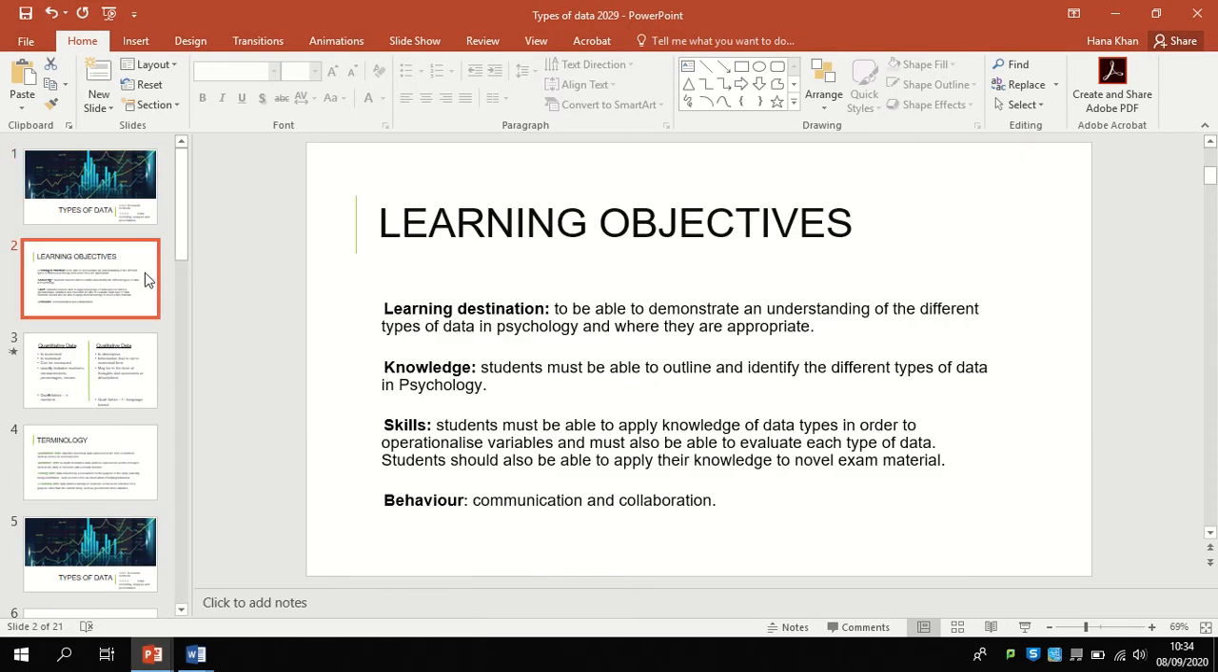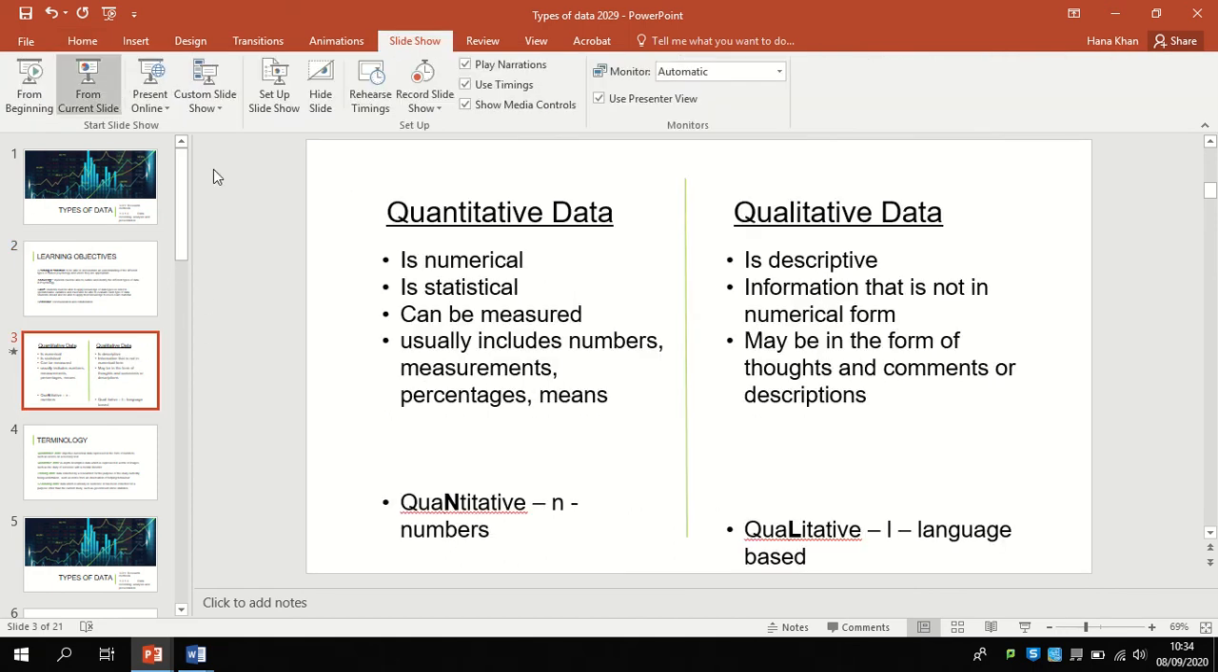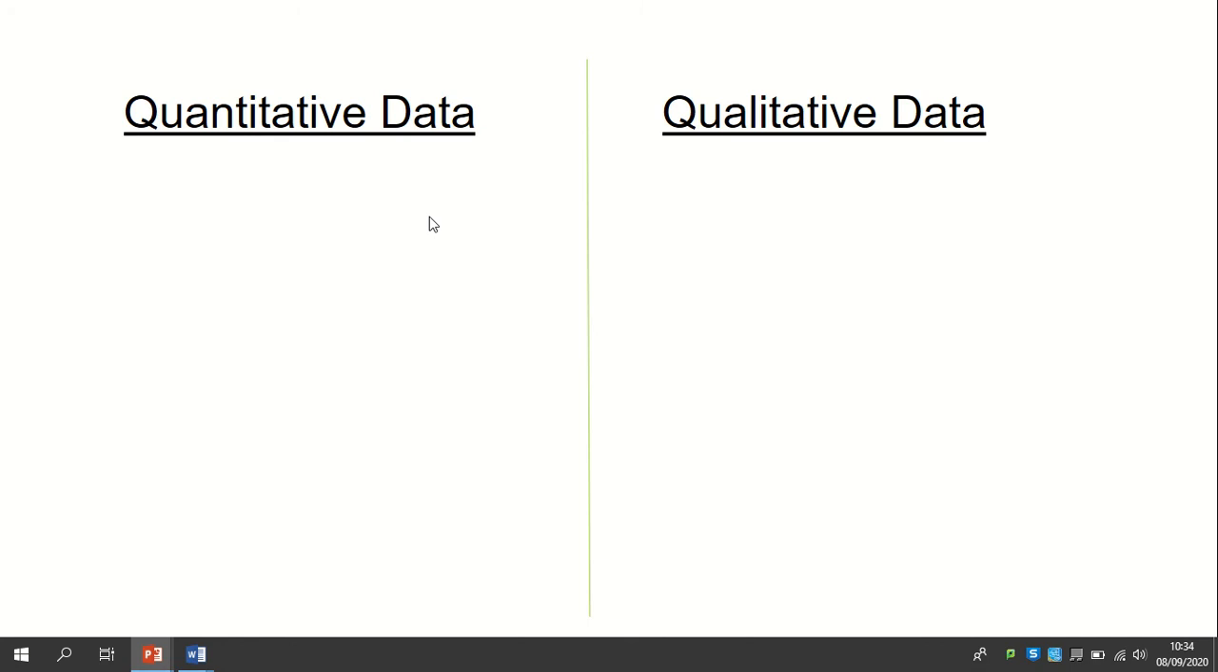So our learning objectives for types of data is to be able to demonstrate an understanding of the different types of data in psychology and where they are appropriate. So we'll look at the two different types of data to begin with, which are quantitative data and qualitative data. Now this is one of the most basic topics in psychology, so if you are struggling with this, please do let me know when you next see me on Monday.